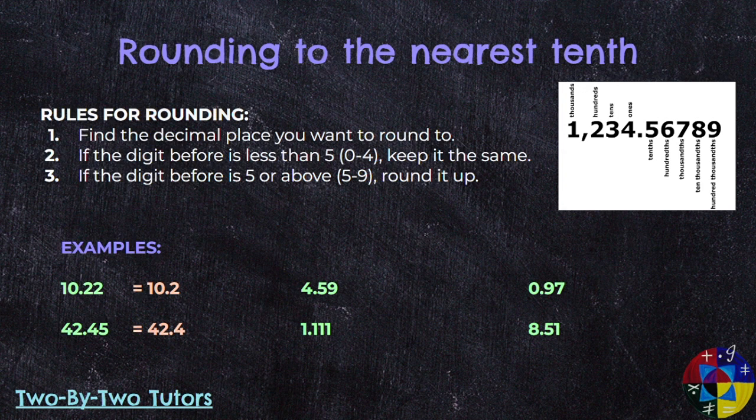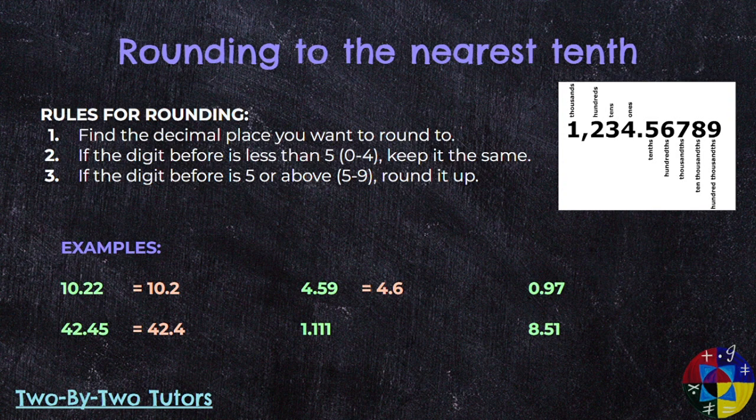And for example number 3, we have 4.59. Again, using the rules, we're going to look at the tenths value, which is a 5. And again, we're going to use the third rule for rounding. Because the next digit is 9, we're going to round it up from 5 to a 6. So the final answer will be 5.6.